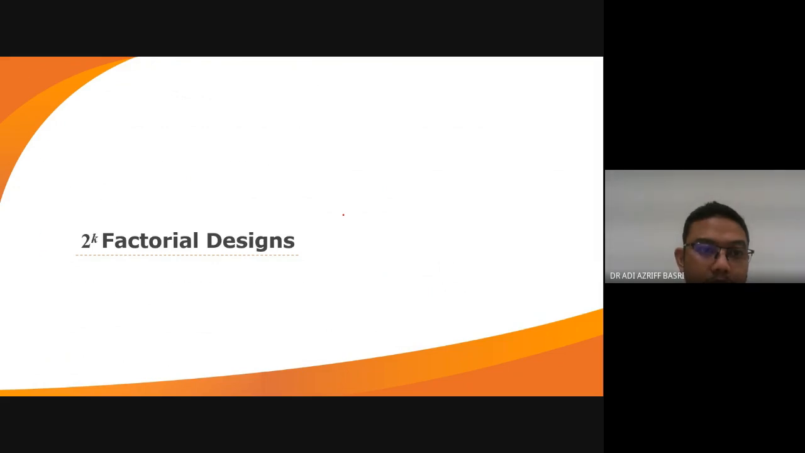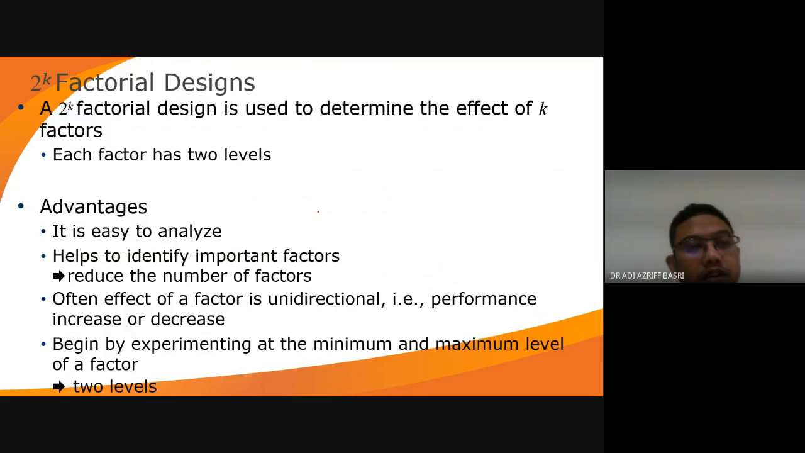Okay, what is a 2^k factorial design? A 2^k factorial design is used to determine the effect of k factors. Each factor has 2 levels. So if you have k factors, then you have 2 levels for each factor. The advantages are that it is easy to analyze, helps to identify the important factors, and reduces the number of factors. Often the effects of a factor are unidirectional.